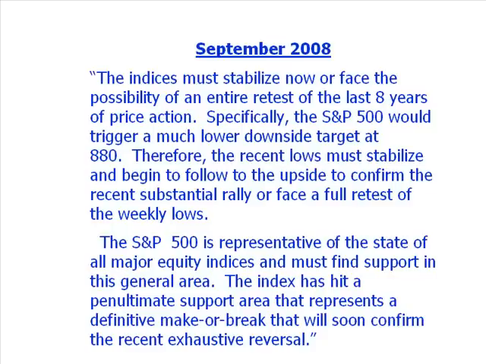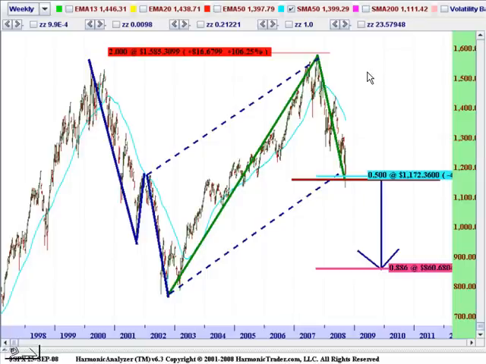And the S&P 500 is representative of the state of all major equity indices and must find support in this general area. This index has hit a penultimate support area that represents a definitive make or break. Not only in the industrials, but now in September 2008, the S&P 500, here was its 50% retracement. But here's what we were talking about: right here at about 1170 is the completion point of the S&P 5-0 pattern.